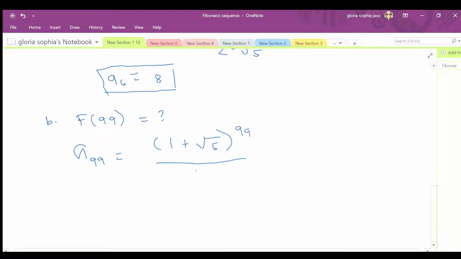over, oops, here muna, minus 1 minus square root of 5 raised to 99 over 2 raised to 99 times square root of 5. Okay, so let's calculate it.